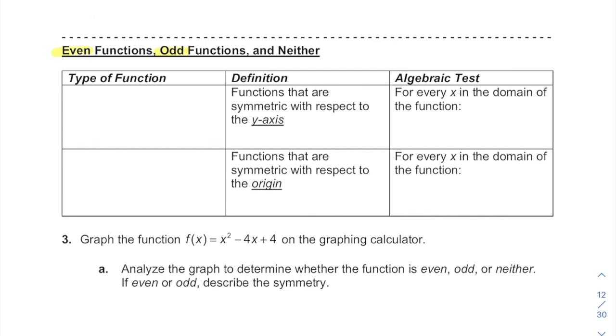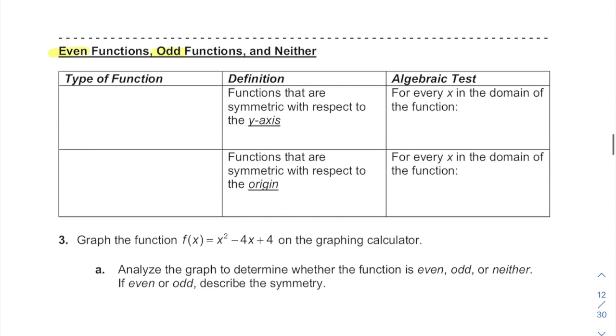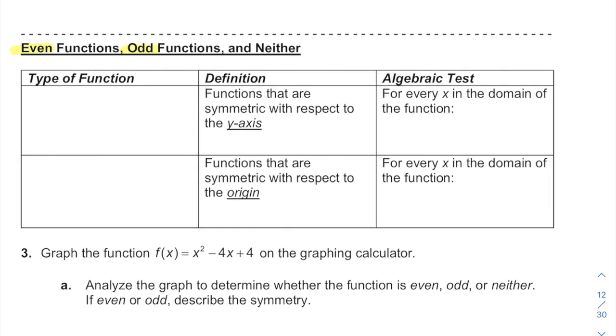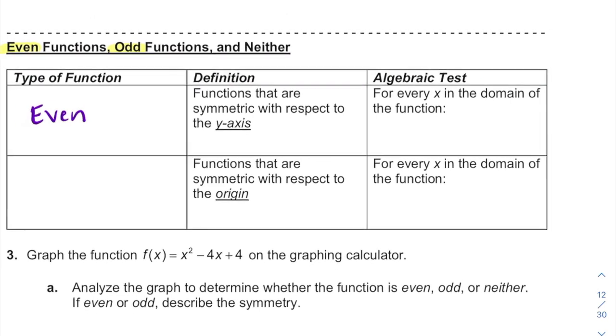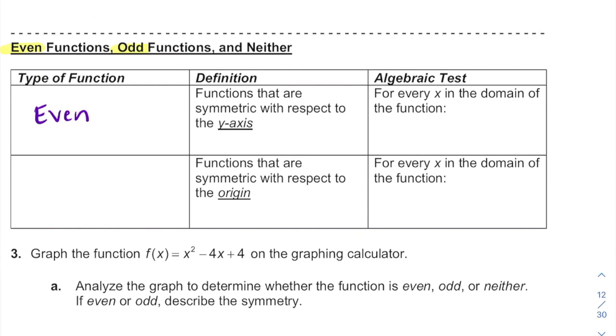So first up, we have functions, the definition here, and then I'm going to tell you which one is which. Functions that are symmetrical with respect to the y-axis. So any function we've seen so far that is symmetrical to the y-axis is what we call an even function. So that function is even. So our algebraic test for an even function, just like we already did, is for every x in the domain, we want f of x to be equal to f of negative x.